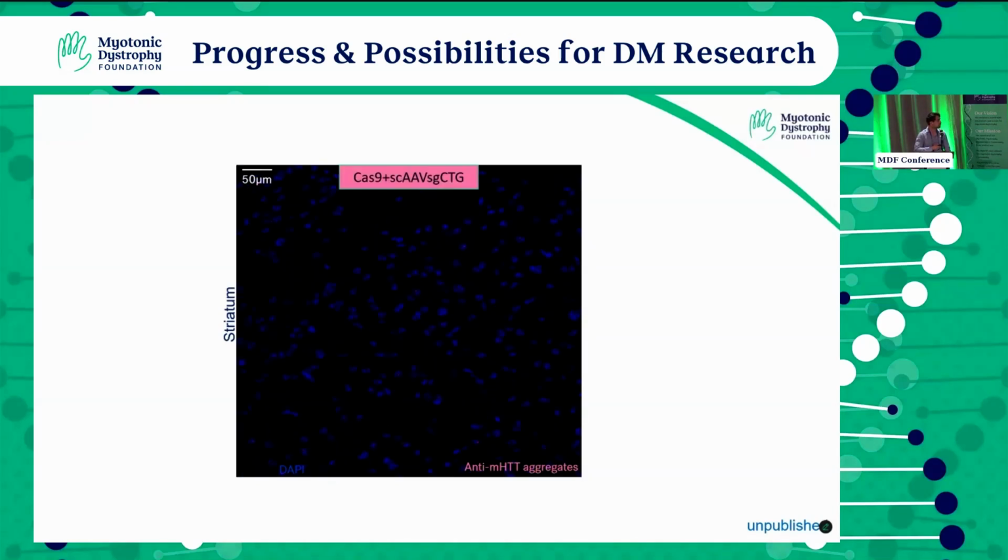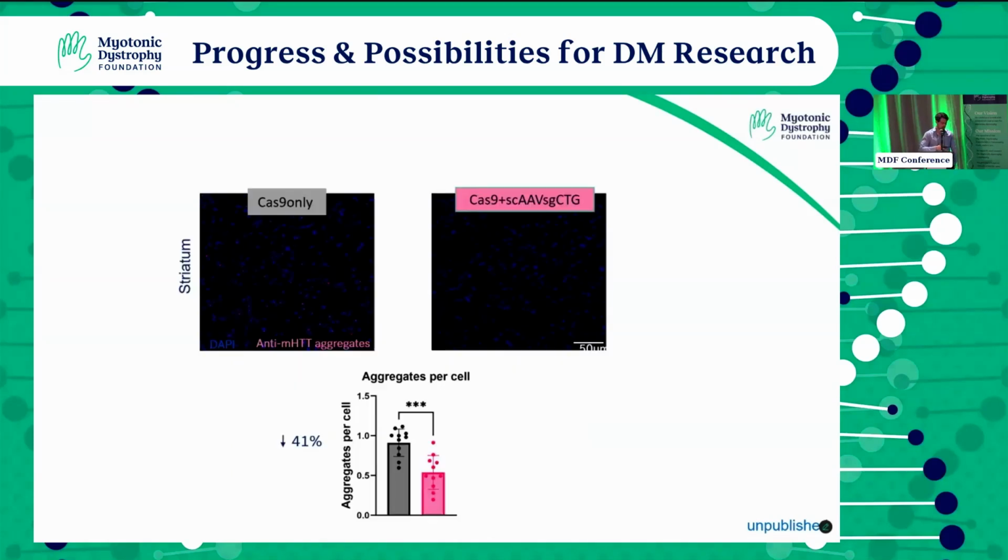And when you move with the Cas9 plus the guide CTG, you see that you've lost a lot of aggregates, meaning that you actually do remove also the aggregates for the mutant Huntingtin protein. And in terms of percentage, we've seen that we have pretty much a 41% decrease of aggregates per cell using this approach. A second question we had was, we've injected mice, we do contract the repeats, we do reduce the amount of aggregates. Do we actually have an improvement for behavior?